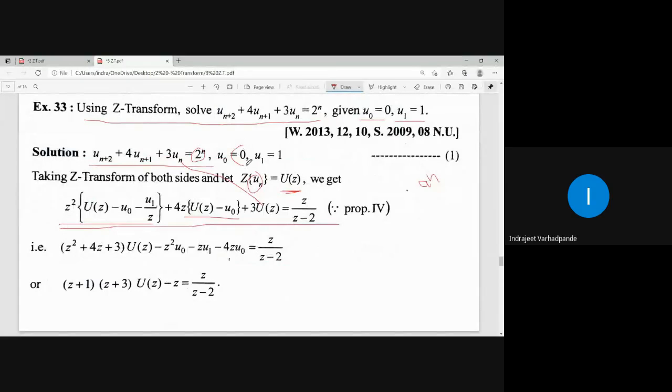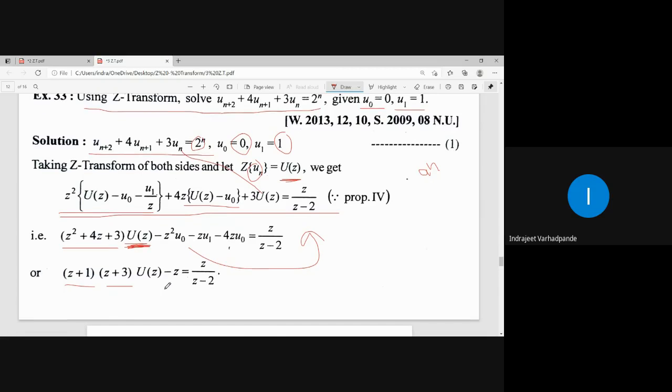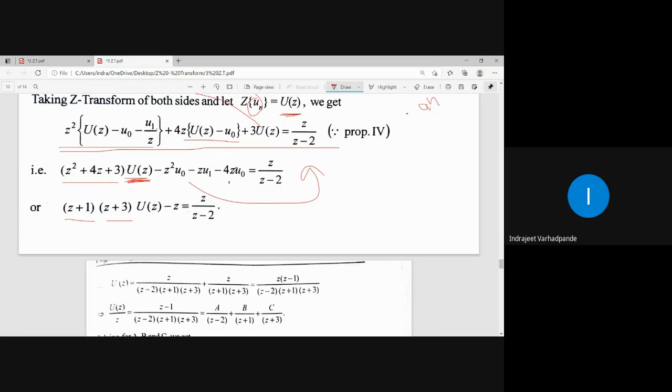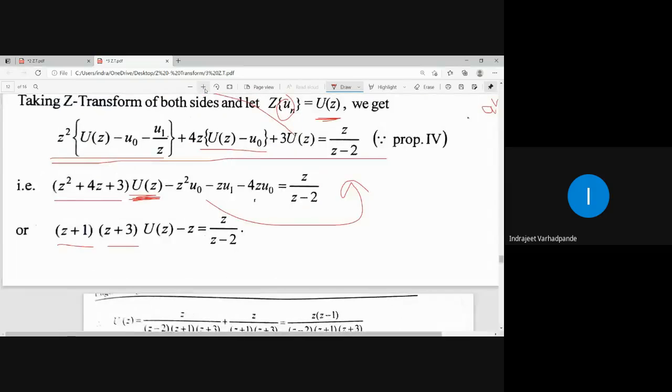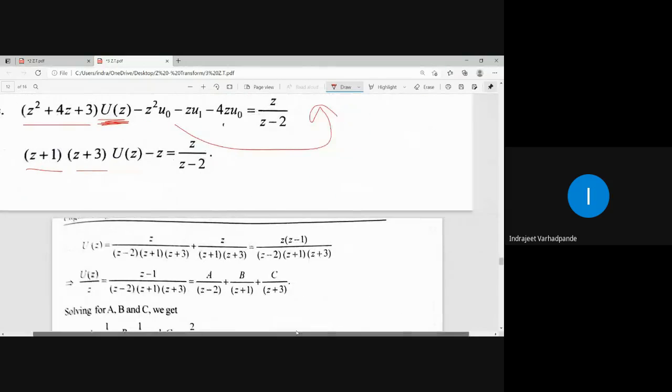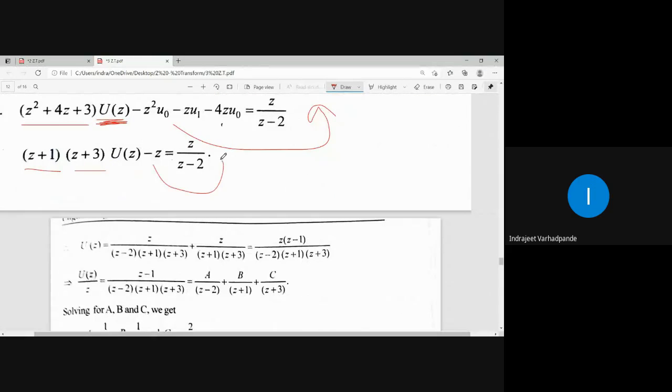What is u of 0? u of 0 is 0. What is u of 1? It is 1. Simplify this. Whichever terms come other than u of z, we have to transfer or shift them to the other side, right? So the coefficient of u of z is z square plus 4z plus 3, which is z plus 1 into z plus 3, into u of z. What will your simplification be? Add it on the RHS. So accordingly we add this z on the other side.